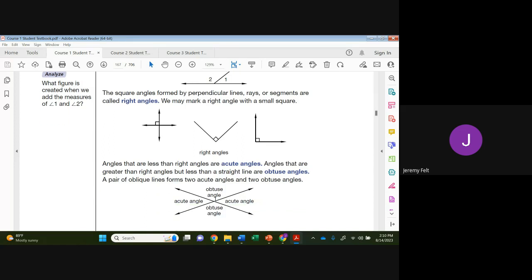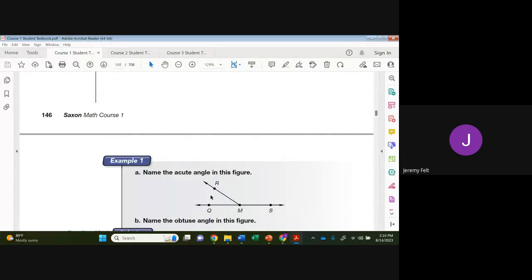Acute angles are then less than 90 degrees. So as we see right here, these ones are smaller than 90 degrees. We can get out and measure them or calculate them, but we can just look at them and tell that they're obviously acute. And then the angles that are larger than 90 degrees are obtuse. So an angle can be a right angle, or it can be less than 90 degrees and be an acute angle, or it can be larger than 90 degrees and be an obtuse angle.